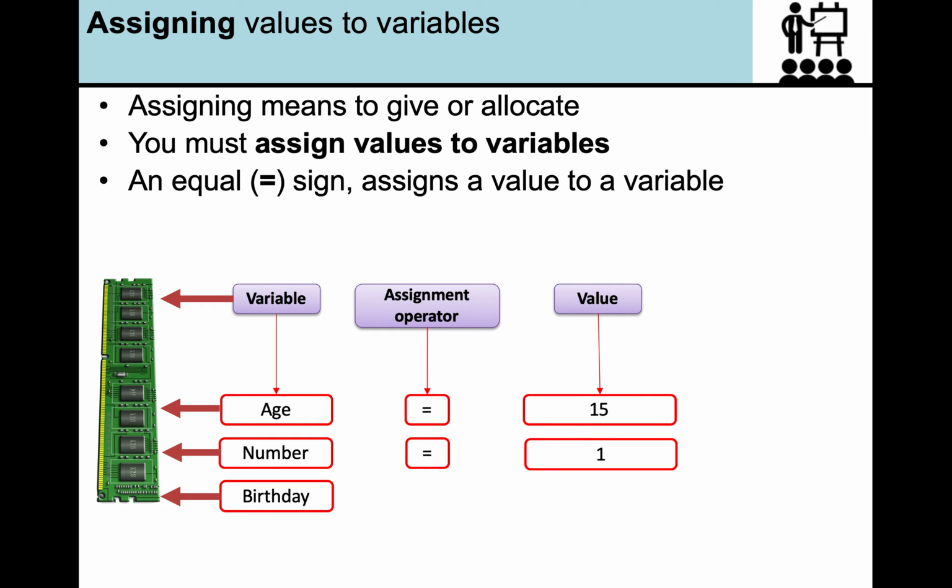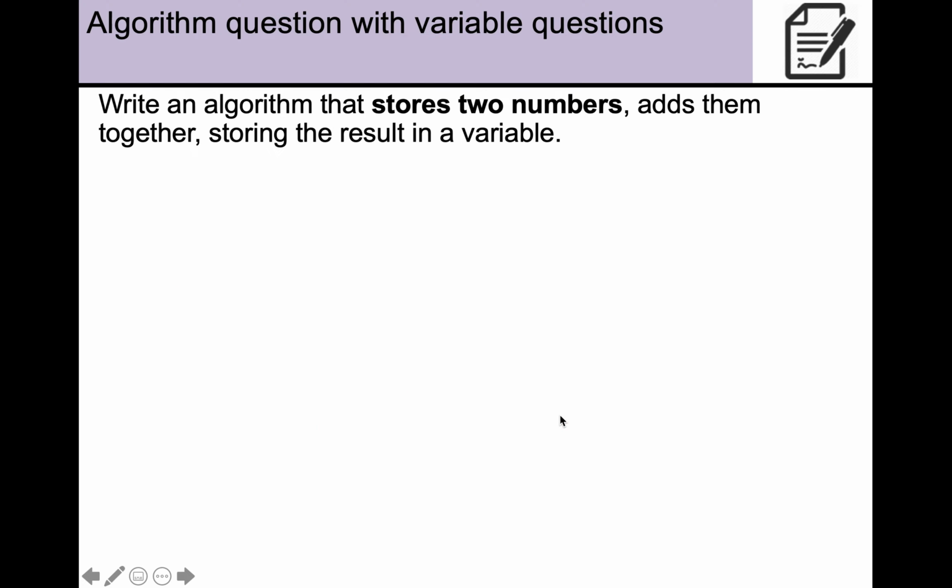For example, birthday. So birthday is a named location in memory, and I want to assign a value to it, so I'm going to assign the 21st of August. So we have 3 parts to a variable assignment. We have the variable, which is a name. We have the assignment operator, which is an equal sign, and we have the value that we're assigning to the variable.